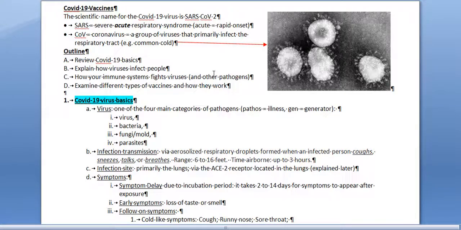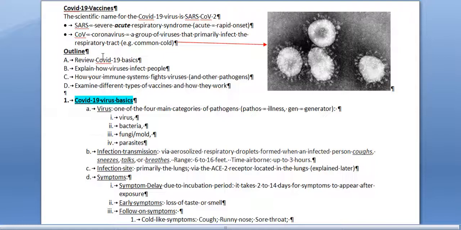Okay, hello. This is a lesson on COVID-19 vaccines. I want to explain how the vaccines work here so you have an idea of what you're looking at. The scientific name for the COVID-19 virus is SARS-CoV-2. The term SARS stands for Severe Acute Respiratory Syndrome. For those of you who don't know the word acute, that means rapid onset.